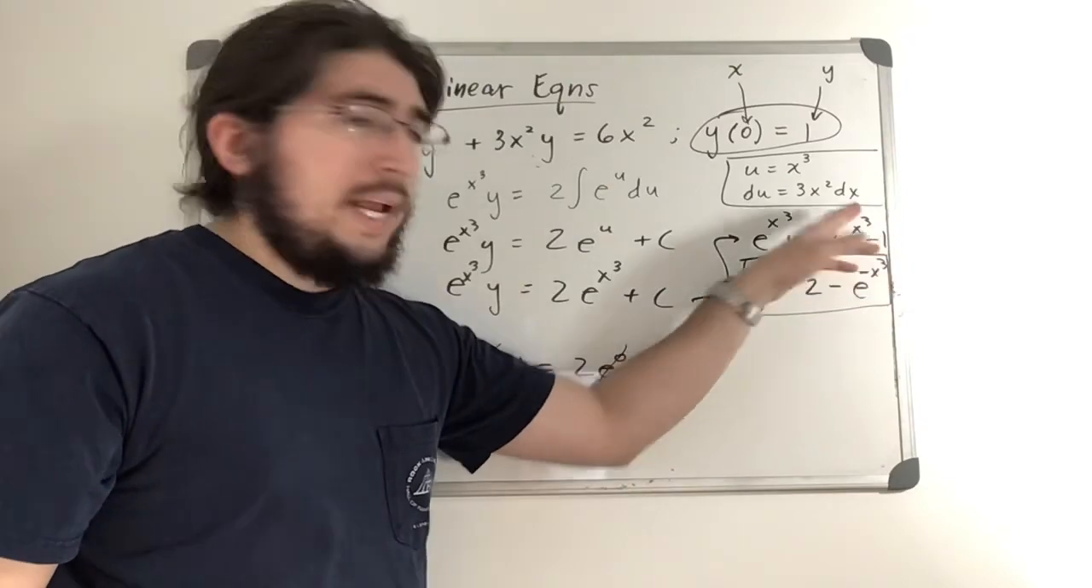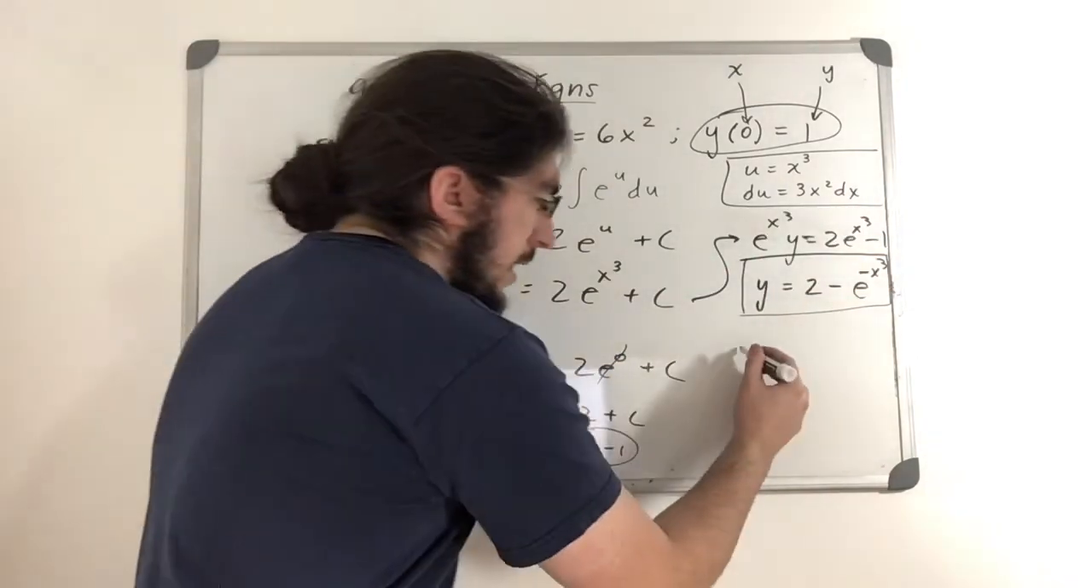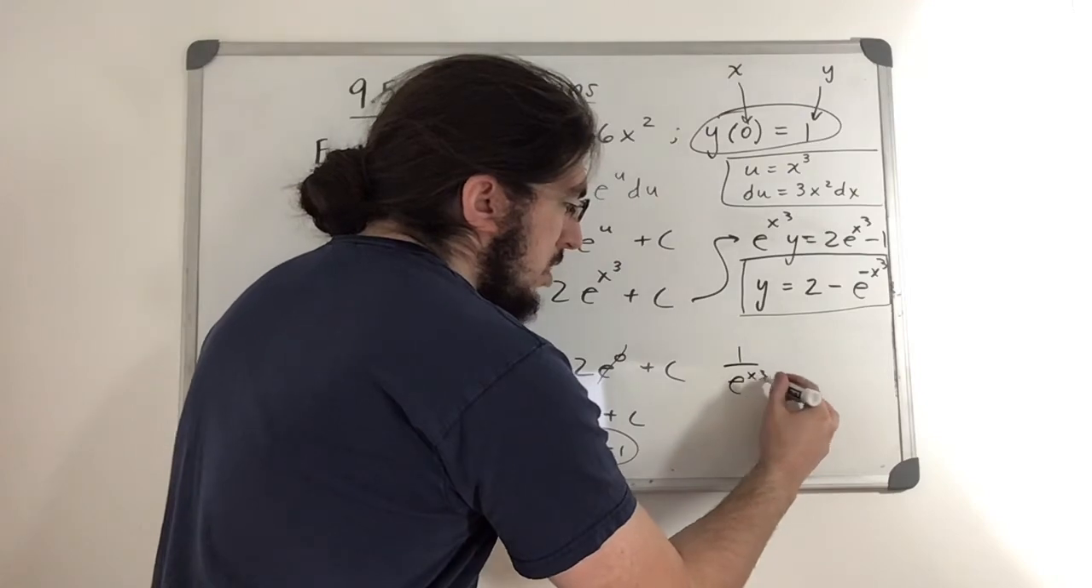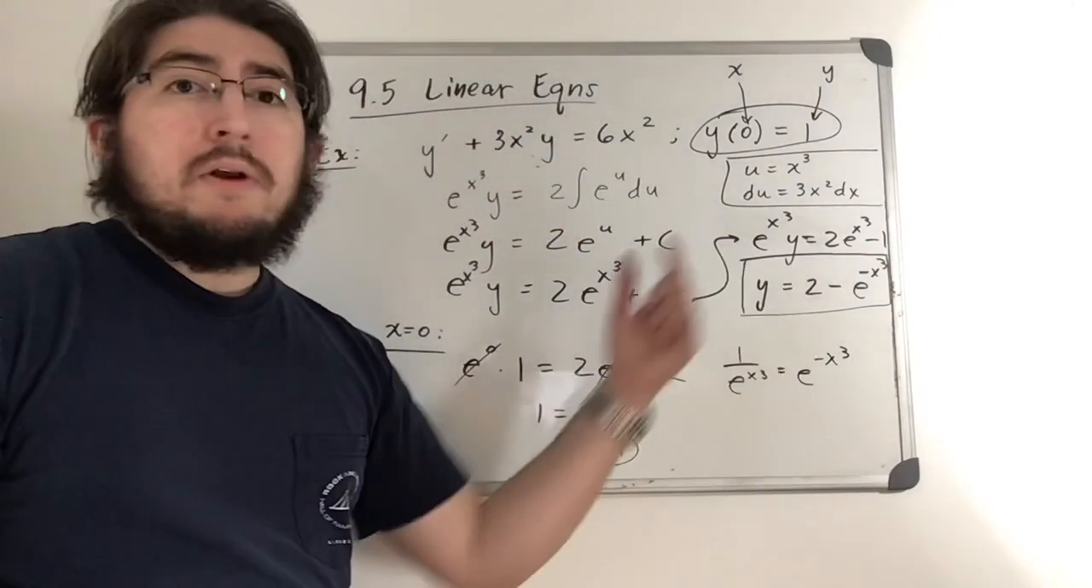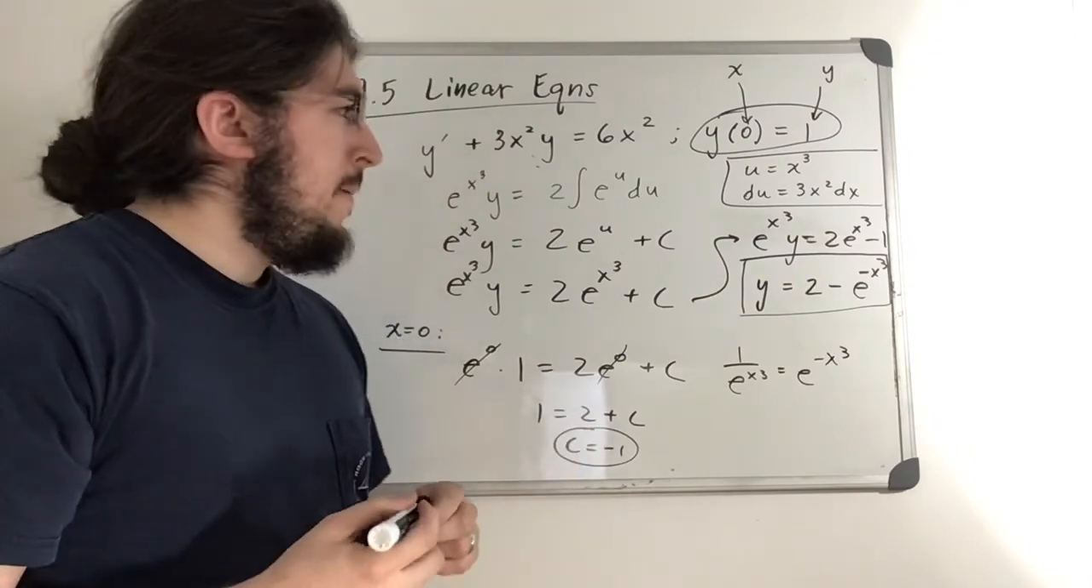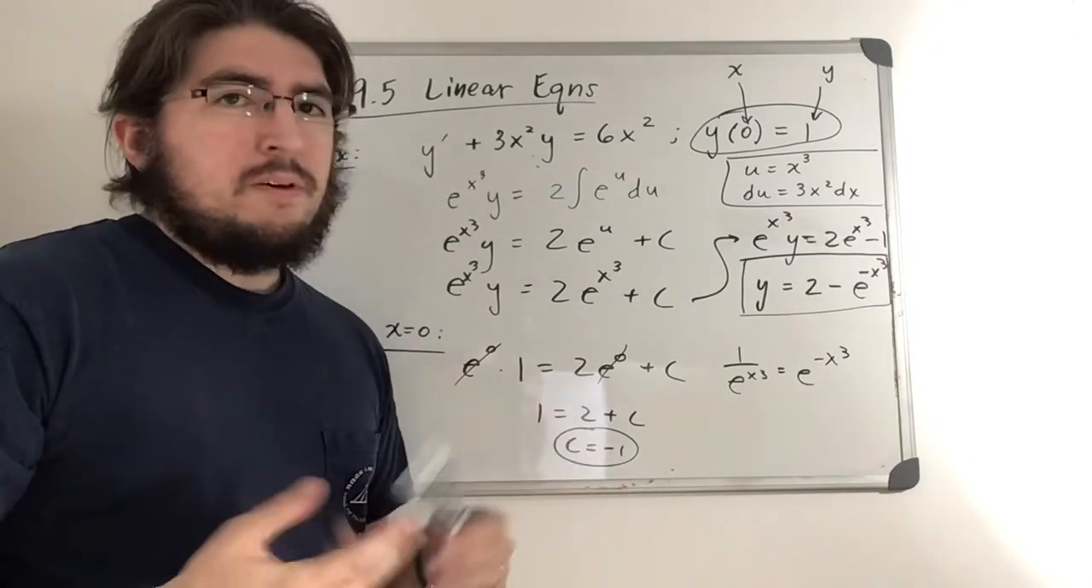Here, this is going to be negative 1 over e to the x cubed. And notice 1 over e to the x cubed is the same as e to the negative x cubed. And that's exactly why I wrote it as a negative power. So I kind of skipped this step, but it's something I feel we deserve to see.